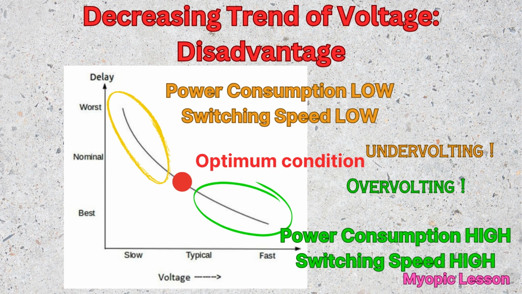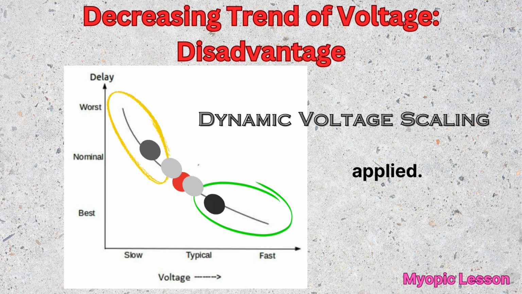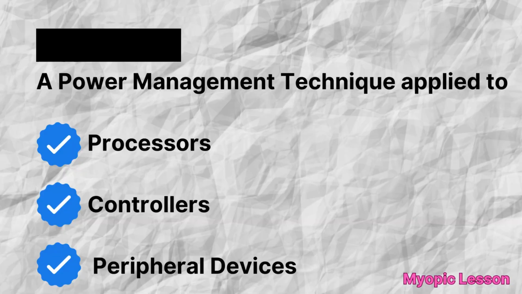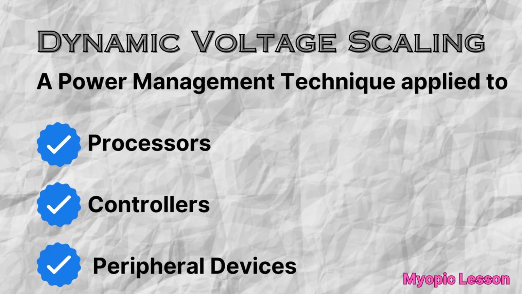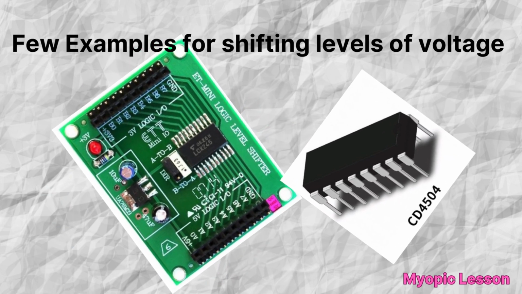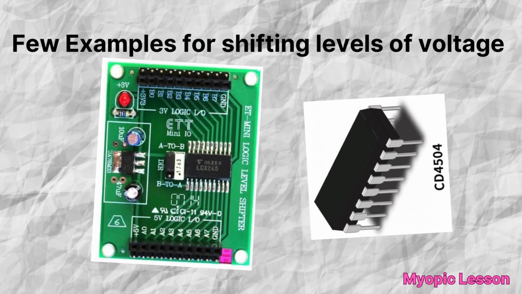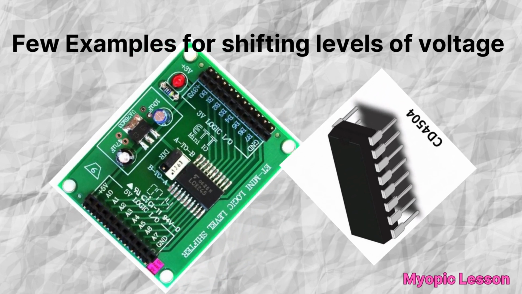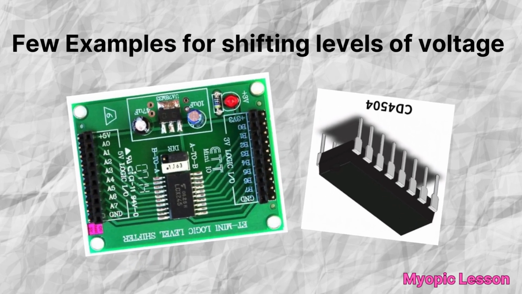The optimum condition for attaining good switching speed at lower power loss is a matter of requirement and design. A power management technique called dynamic voltage scaling is often applied to processors, controllers, and peripheral devices. However, the level of voltage can be shifted during peripheral interface by designing systems with appropriate ICs and circuits.